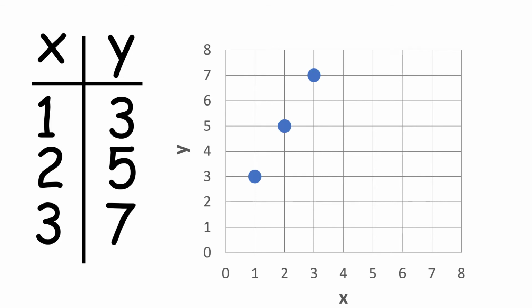And those plotted points form a line on which every possible pair of x and y values for the equation can be found, which is why we call these things linear equations.